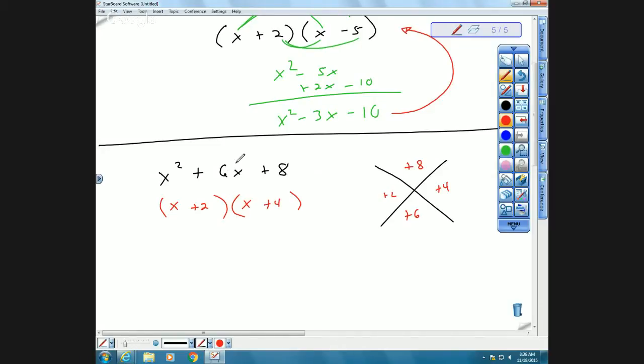It doesn't matter which number you put in first, because if I switch it around, it works the same way. 4 times 2 is 8, and 4 plus 2 is 6. So still the same thing.